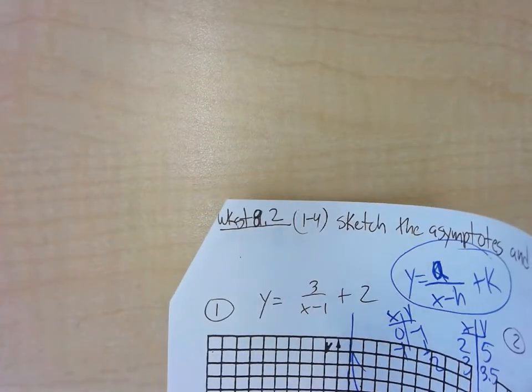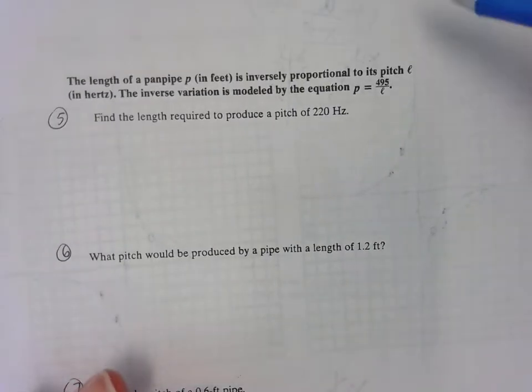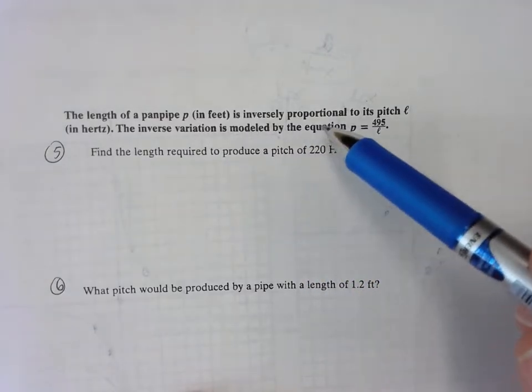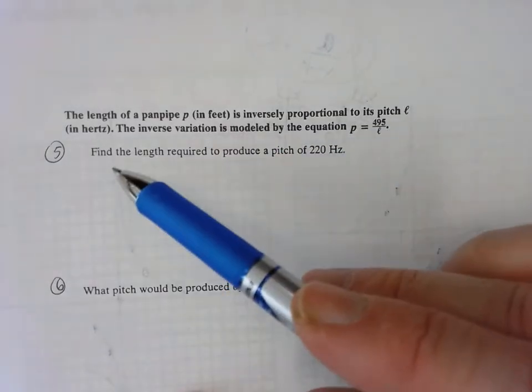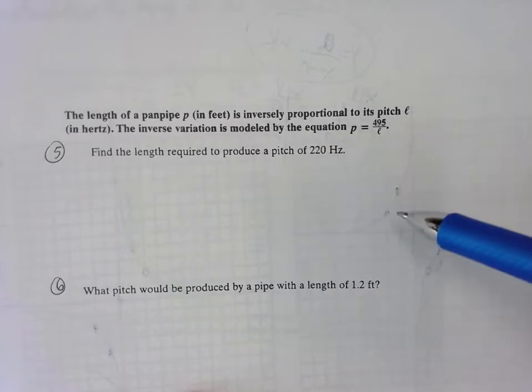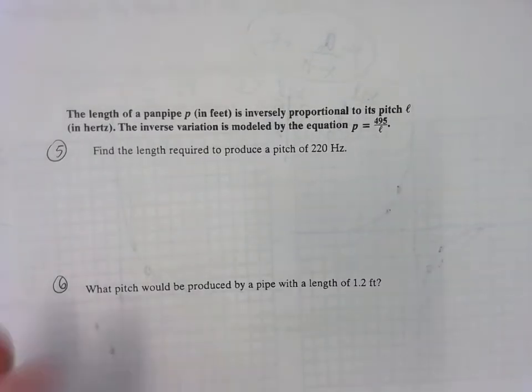Okay, the next page is an application, and it's talking about pitch. So the length of a pipe is inversely proportional to the pitch L in hertz. So the inverse variation is modeled by P equals 495 over L. So the longer the pipe, the lower the pitch, and the shorter the pipe, the higher the pitch. And so it's inversely related.